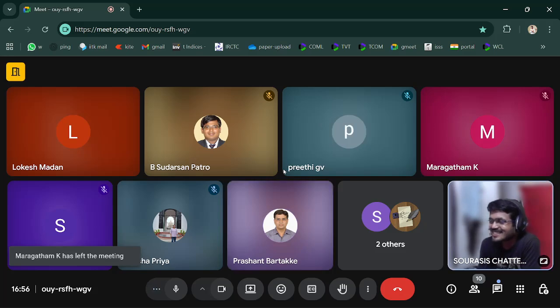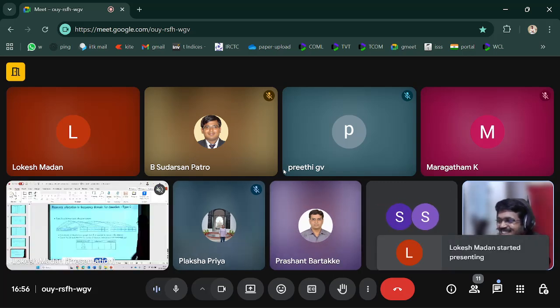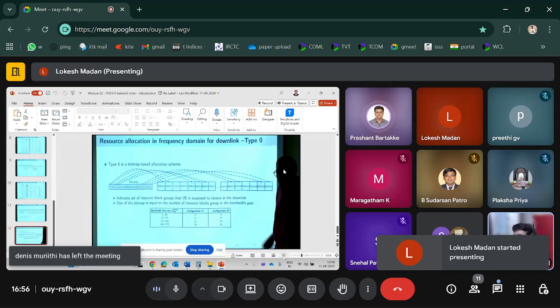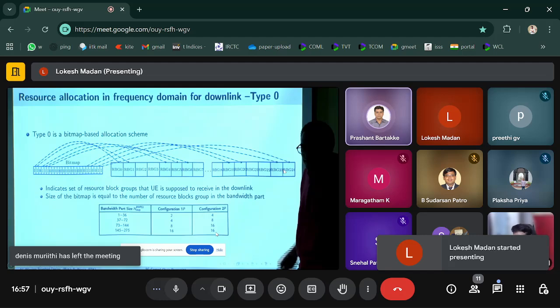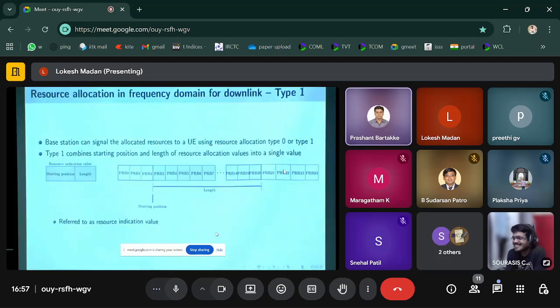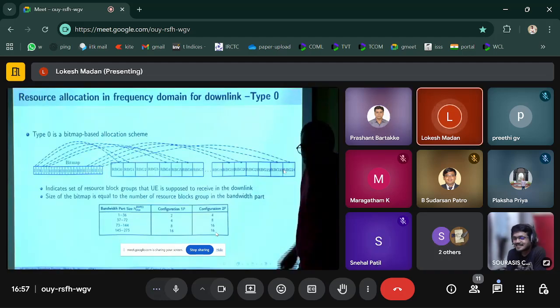Okay, like as you said, that's the proprietary right of sir, so I cannot. Yeah, this one. So this is type 1 and this is type 0. See, the first one is mapped to the first one only, RBG 0. Correct, the order is not reversed. It's the same order. Okay, now I get it.